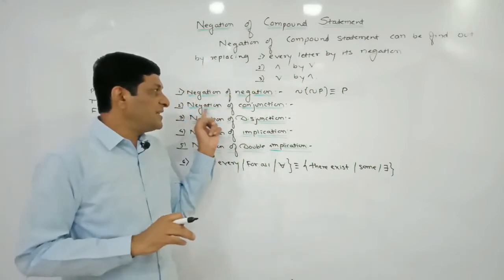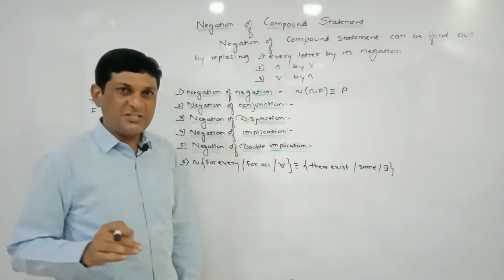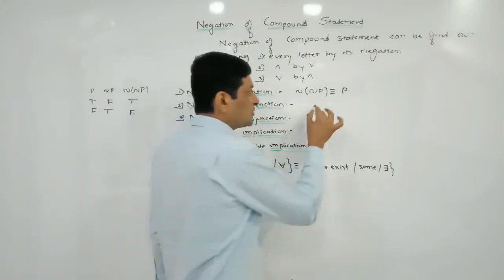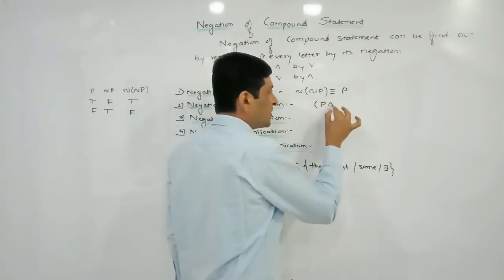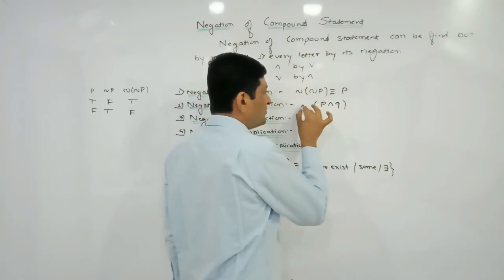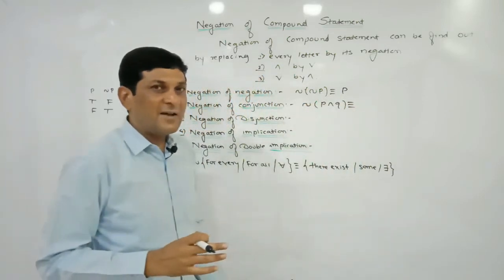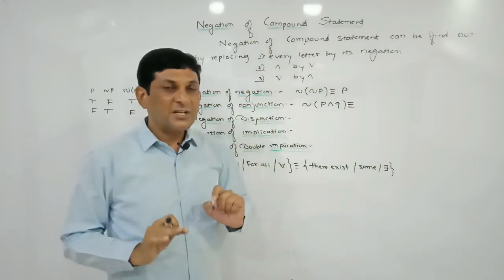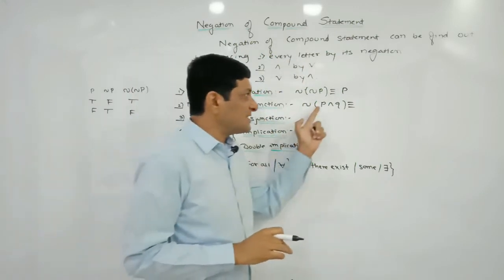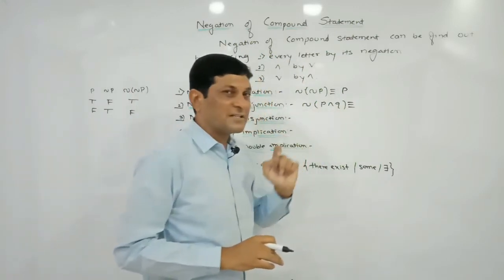Now we are finding the negation of conjunction. Conjunction means what? And. Two statements are connected by which logical connective? And. We are finding the negation of this statement. Again now we are applying these rules of negation. These rules of negation say to replace every letter. How many letters are there in this bracket?